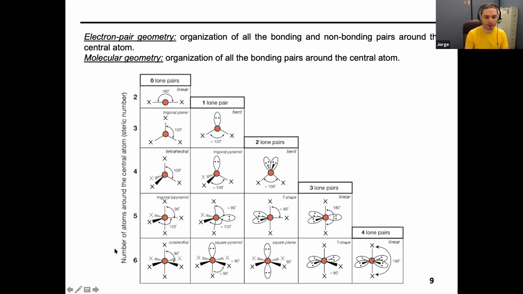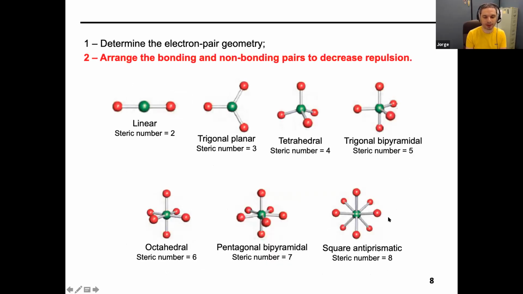You can always refer back to this table to help you determine molecular geometry. Again, this table is useful for determining the molecular geometry, while this figure here is useful to determine the electron pair geometry.